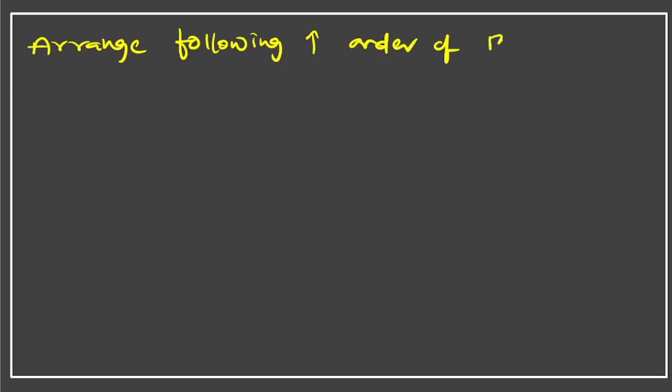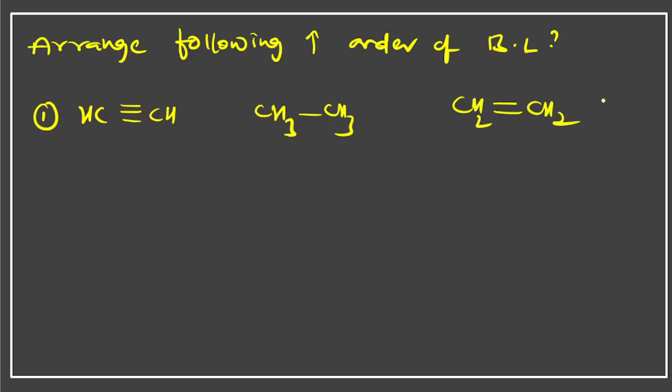Arrange the following in increasing order of bond length. Bond length is inversely proportional to electronegativity. For example, I am taking HC triple bond CH, CH3, and CH2 double bond CH2. Let this be X, this Y, this Z.